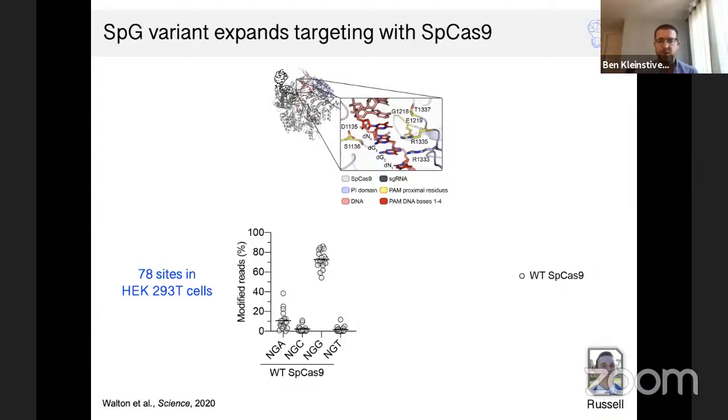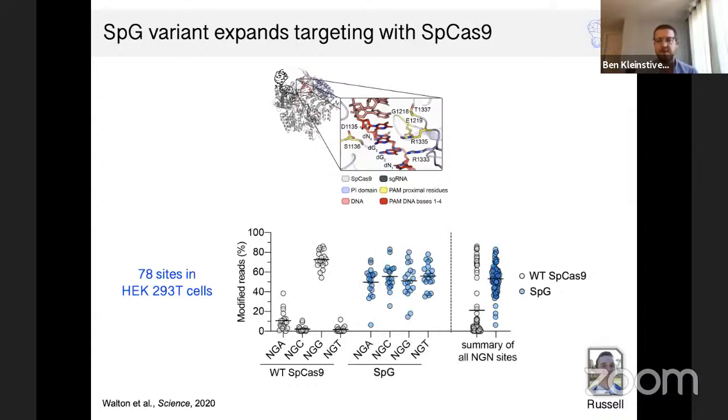So in this work that we just published a few months ago, we engineered one protein that we call SpG, and this stands for SpCas9 protein that can target NGN PAMs. And what we found with this protein actually is that it can now very effectively target sites with NGA, but also NGC, NGT, and NGG. So with this one enzyme, we basically quadrupled the targeting range of Cas9 because it can now access all of these sites at much higher efficiencies than the wild-type protein could before.